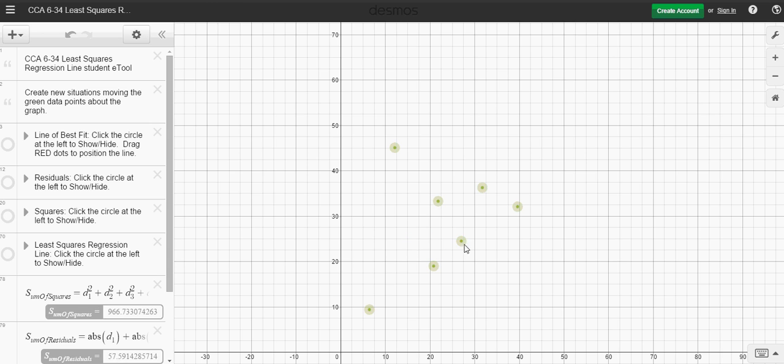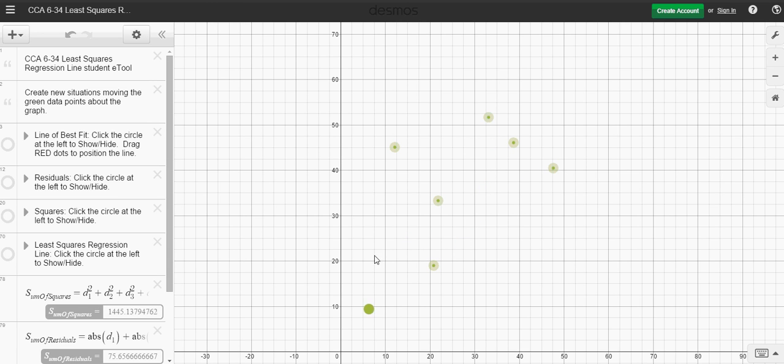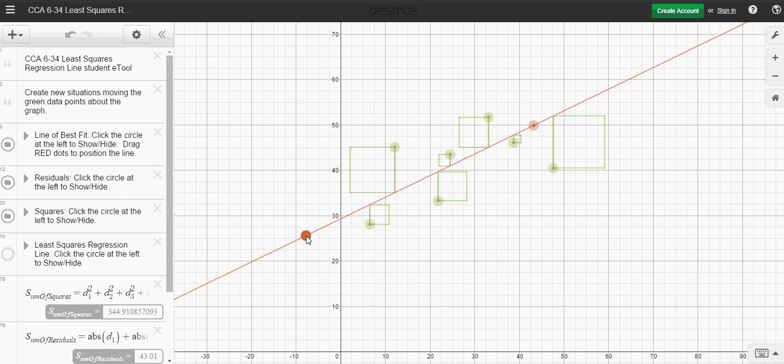Let's reallocate our points and see if we can again generate an approximate line of best fit. Okay, let's position our red line where it looks pretty good. Let's have a look at our residuals. Again, we have negative residuals and positive residuals. Let's generate our squares and see if we can reduce our value from about 345.